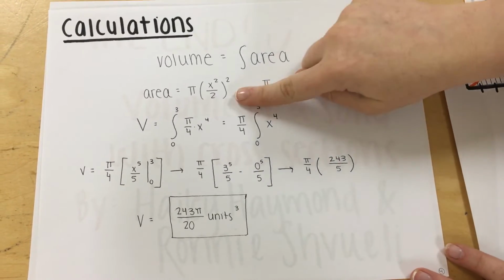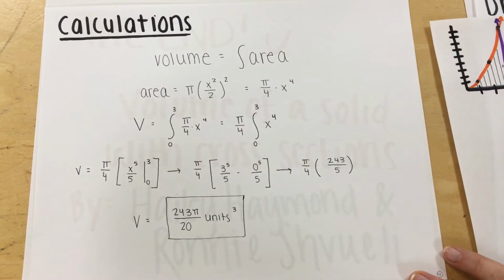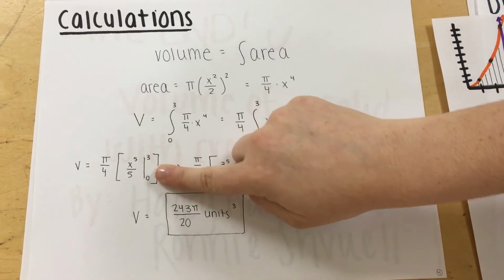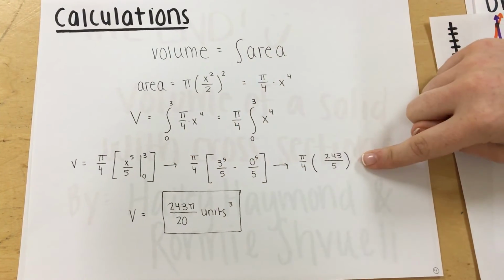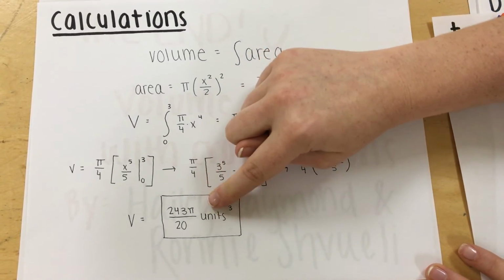And once you simplify this, you can actually take out pi over 4 because it's a constant to make integration easier. So then you get the volume is pi over 4 times x to the 5th over 5 from 3 to 0, which is going to simplify to 243 over 5. And when multiplied by pi over 4, you're going to get 243 pi over 20 units cubed.